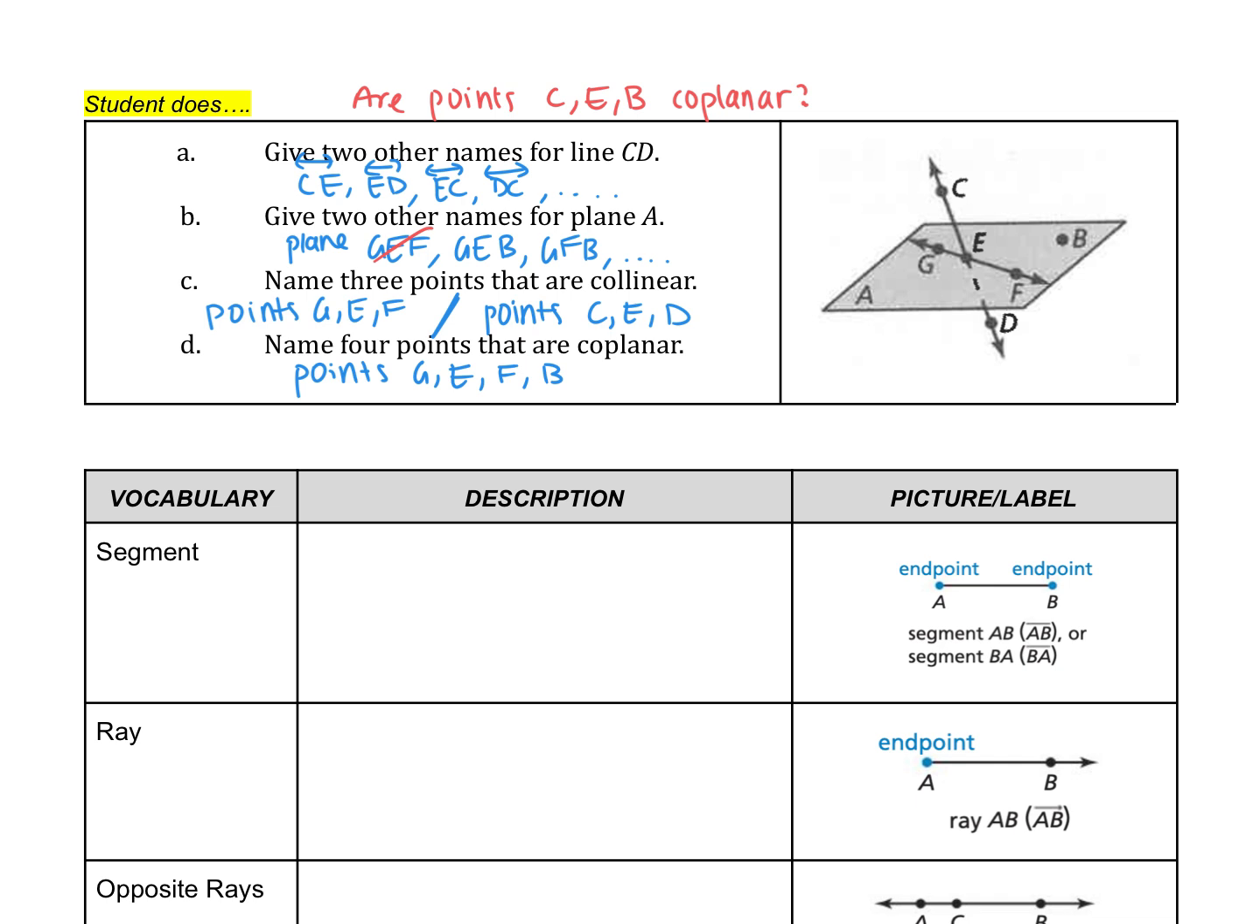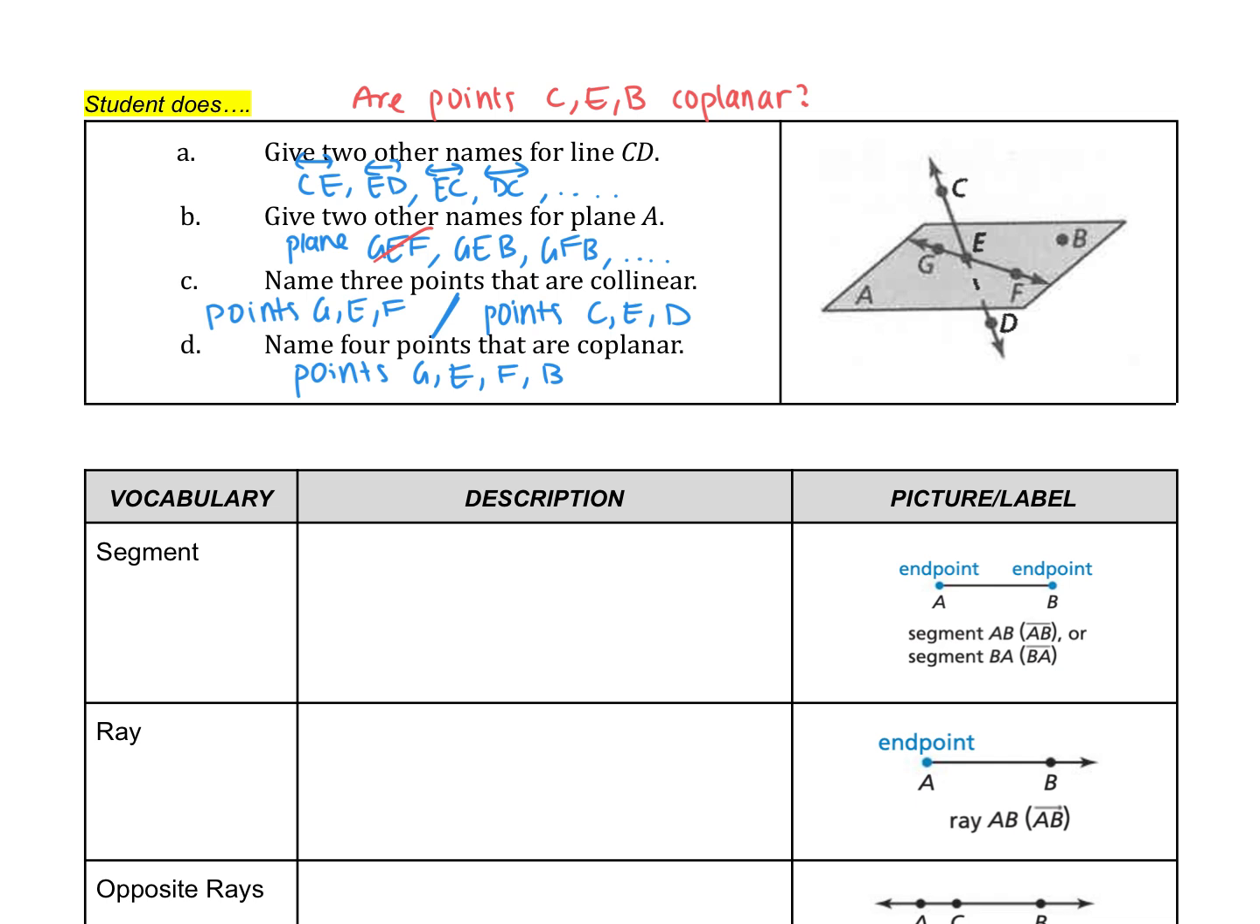Everybody else says no? Okay, let me ask the question in a different way. Does there exist a plane that contains C, E, and B at the same time? No. How many points form a plane? 3 points form a plane. So let me ask again, is there some plane that contains C, E, and B? Yeah, there is. We just can't see it. It's just not drawn for us. Any 3 points at all form a plane.